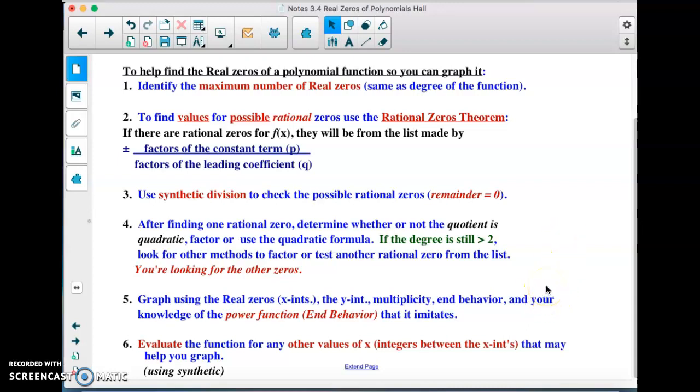Last, number 6, evaluate the function for any other values of x, integers between the x-intercepts, that may help you graph. So if you have an x-intercept of 2 and an x-intercept of 5, maybe you want to plug in x equals 3, x equals 4, and find out where the graph goes, and then find an ordered pair so you could graph that. But only the integers between your x-intercepts. You could use synthetic division, and your remainder is your solution. That will go a lot faster. So this is just a little bit of information about where we're headed. In the next video, we'll do some examples.